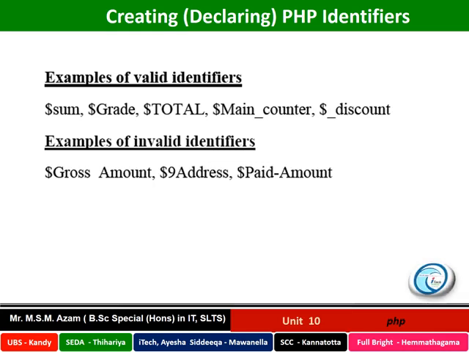Examples of invalid identifiers are also given. First one, $gross amount, with a space. This identifier is invalid because there is a space between the words gross and amount. Second invalid identifier is $9address. This is invalid because an identifier name cannot start with a number. Next one, $paid-amount. This is also invalid because an identifier cannot have any special characters.